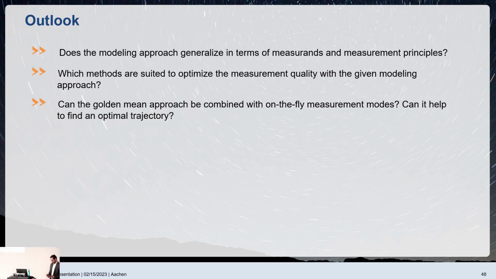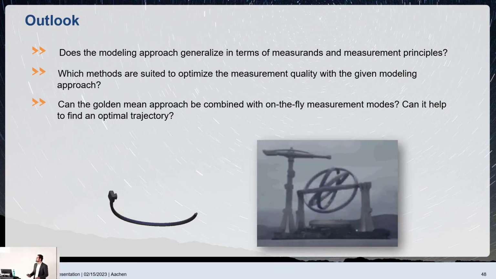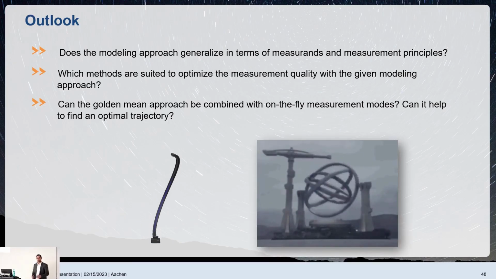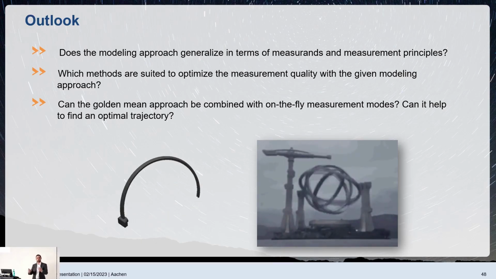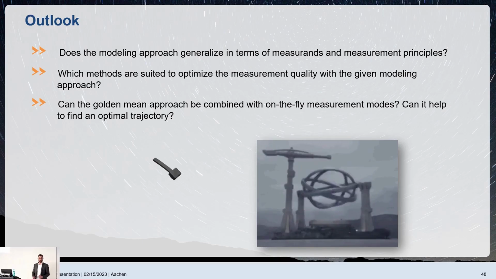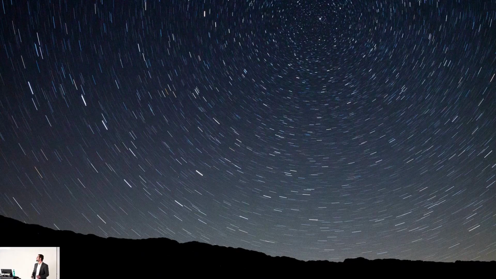However, then a follow-up question would be, can we find an optimal trajectory for this movement? And maybe this optimal trajectory can also be found with the golden mean approach. Maybe it will look a bit like this. And maybe a future 3D imaging machine will look a bit like the machine with which Jodie Foster traveled through time and space in the film Contact. But this is still written in the stars.